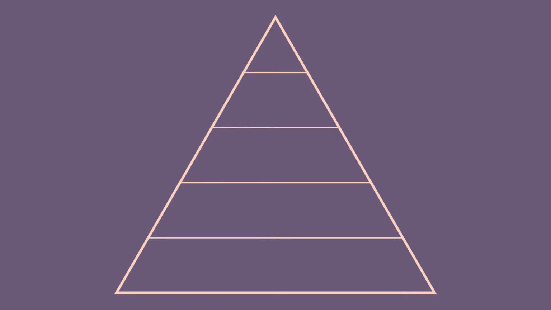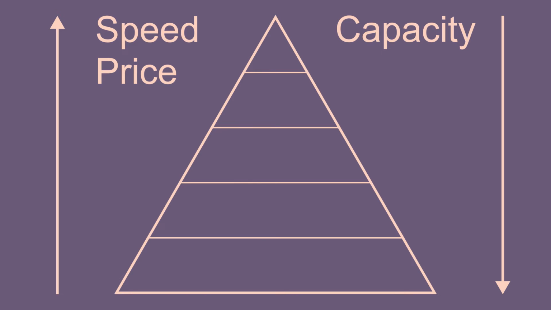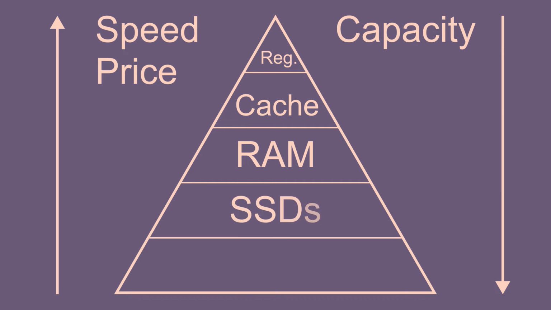Computer memory is commonly displayed in a hierarchy as follows. On the left side we have speed and price that increase from the bottom to the top, and on the right side we have capacity that increases from top to bottom. CPU registers and cache memory are at the top of the hierarchy, RAM is in the middle, and on the bottom are SSDs and HDDs.